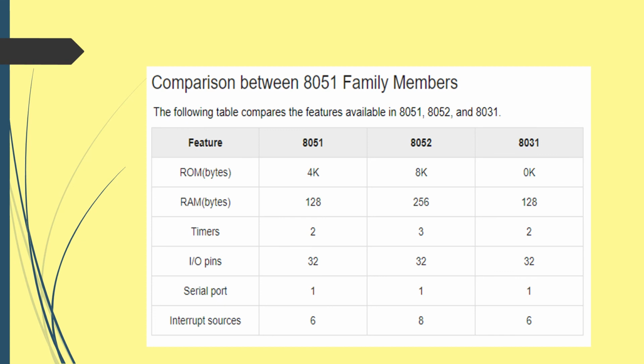As far as 8051 family members are concerned, there are 8051, 8052 and 8031. Feature wise, ROM is 4K in 8051, 8K in 8052, and 0K in 8031. RAM is 128, 256 and 128. Timers are 2 in 8051, 3 in 8052 and 2 in 8031. IO pins are 32 in 8051, 8052 and 8031. Serial port is 1 in all of them. Interrupt sources in the 8051 are actually 6, but conventionally only 5 are used; 8052 has 8, and 8031 again has 6 sources.